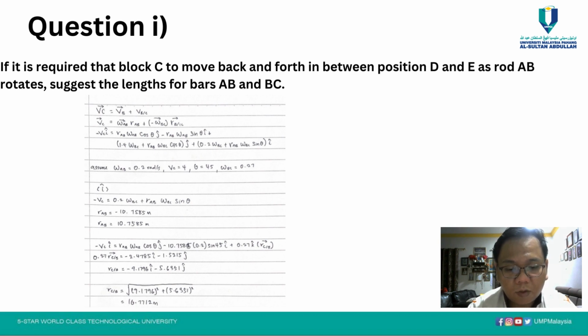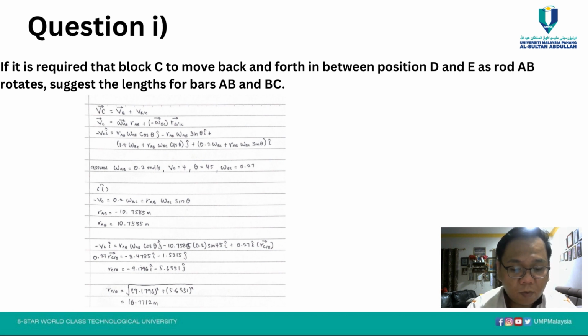RAB equals 10.7585 meter. For the j part, negative VC i hat equals RAB omega AB cos theta j hat minus 10.7585 times 0.2 sin 45 i hat plus 0.27 k hat cross RC with respect to B.